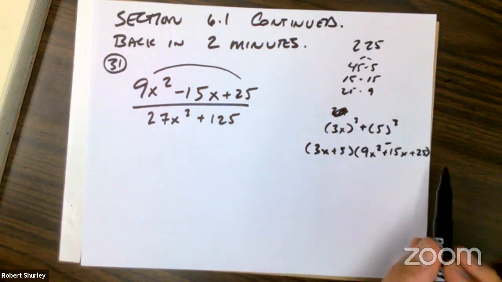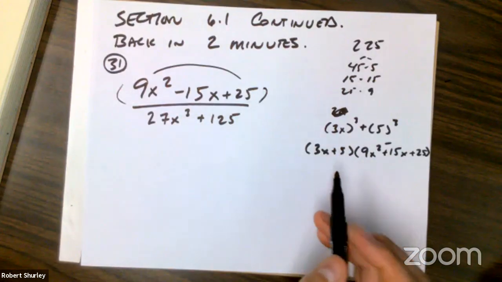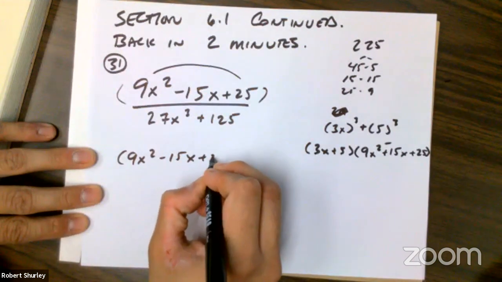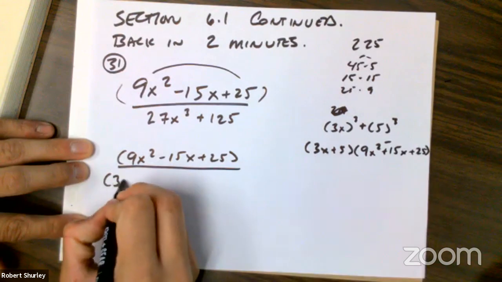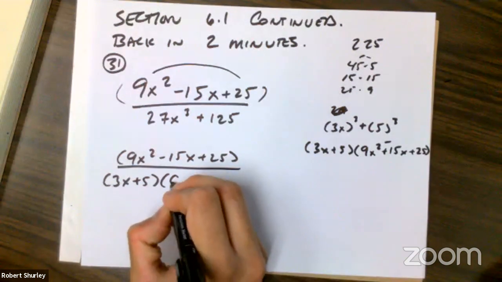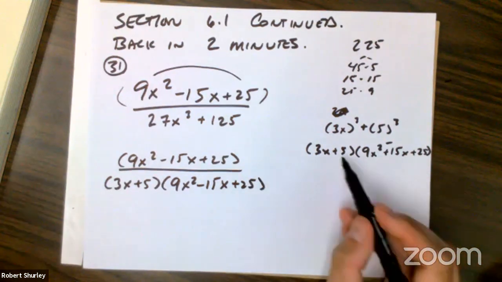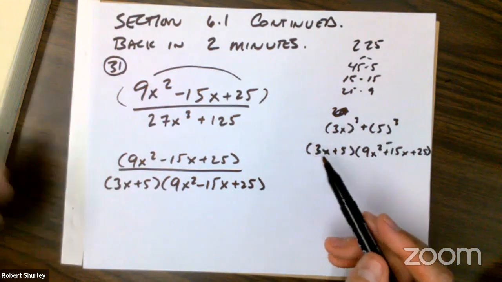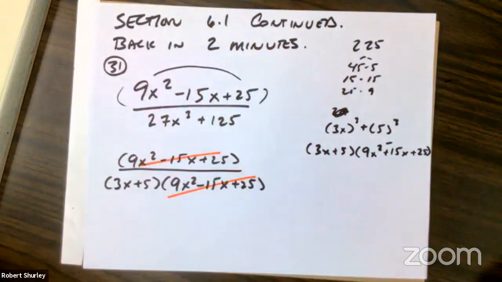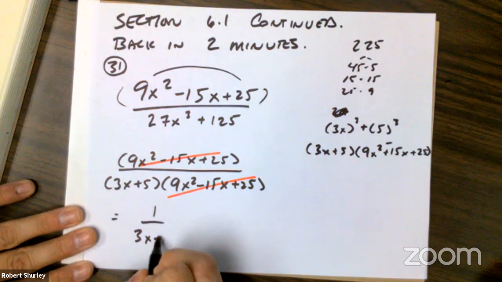Okay, so this top doesn't factor at all. You were correct on that. But the bottom does factor because it's a sum of cubes. So the bottom factors into 3x plus 5, and then 9x squared minus 15x plus 25. That was the addition of cubes on page 393. Then these cancel, and it leaves us with that answer of 1 over 3x plus 5.